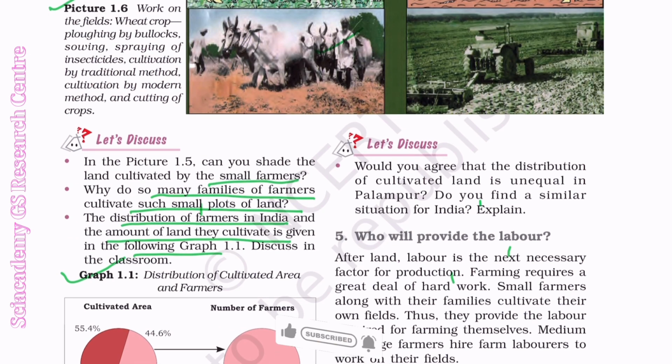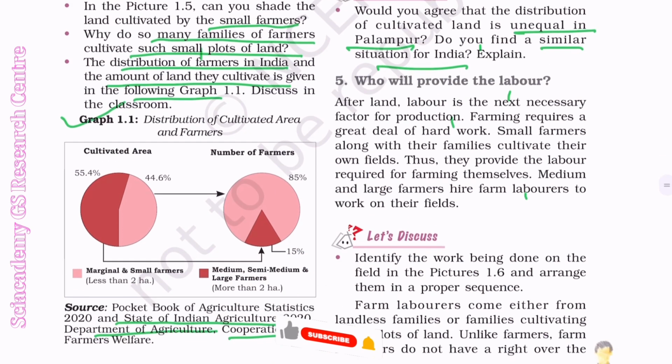Let's discuss. Would you agree that the distribution of cultivated land is unequal in Palampur? Do you find a similar situation for India? Explain.